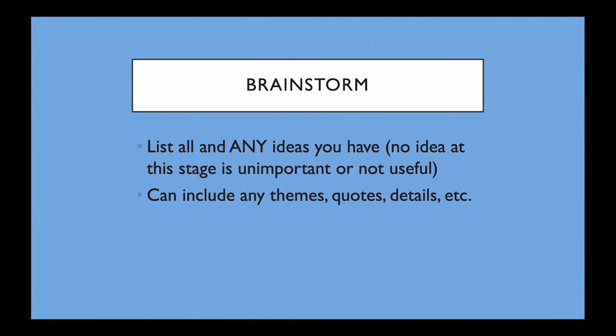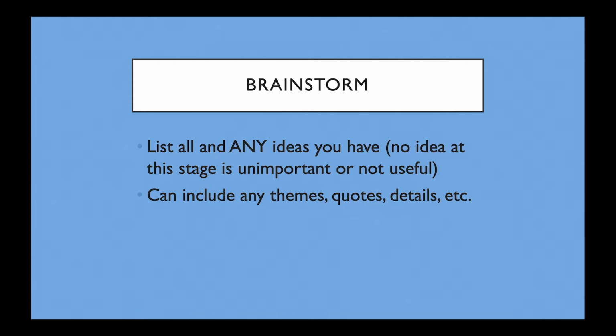Now, a brainstorm can look like anything. It can be a list or a mapping of ideas, etc. But to brainstorm, you're going to write down any and all of the ideas you have or might want to include in your paper. It can be just your ideas and thoughts, or themes, quotes, details, statistics, etc. that you already know about your topic. You can include ideas you for sure think are useful, as well as ones that you aren't too sure about.